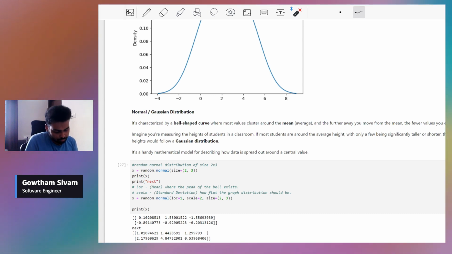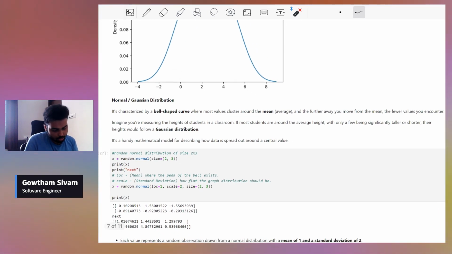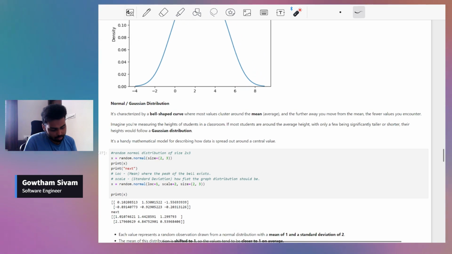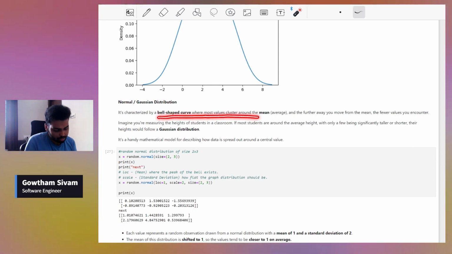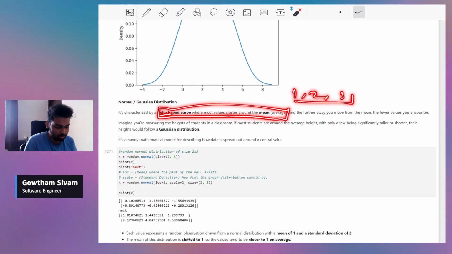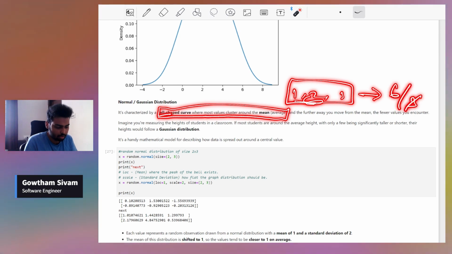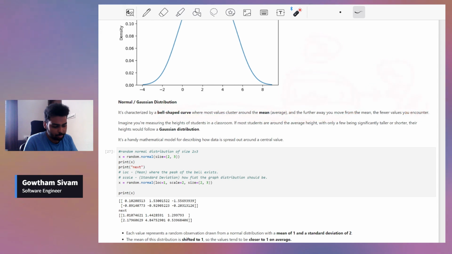What is a Gaussian or normal distribution? You might have learned this in your college days, during your engineering times. It is characterized by a bell-shaped curve where most values cluster around the mean. What is a mean? If you have 1, 2, 3 and you add them, you get 6. There are 3 numbers, so 6 divided by 3 is 2. The mean of these numbers is 2, which is basically the average of a set of numbers.